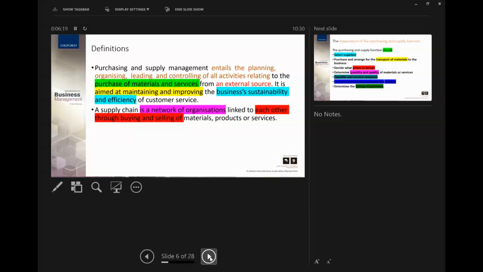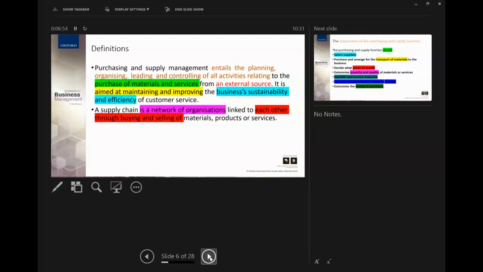Okay. It is aimed at maintaining and improving the business's sustainability and efficiency of customer service. Okay. So here we are looking at ensuring that the business is stable. All right. It can remain stable. It's not ideal for you to start off on the right note and then at a later point you start underperforming or under-delivering. So we want it to be sustainable in the delivery of your services or product. But not only that, we also want you to be efficient at what you do.